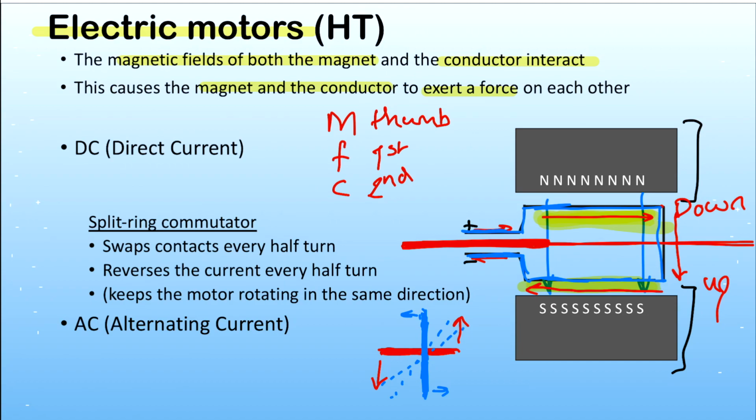So what we have to have attached at this end of the coil is something called a split ring commutator, which is a very cool word, a very cool phrase. Whoever named that, my hat is doffed to you.